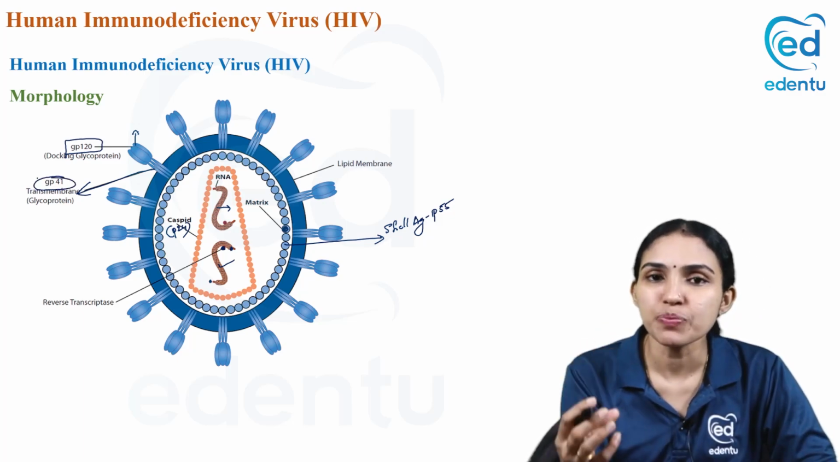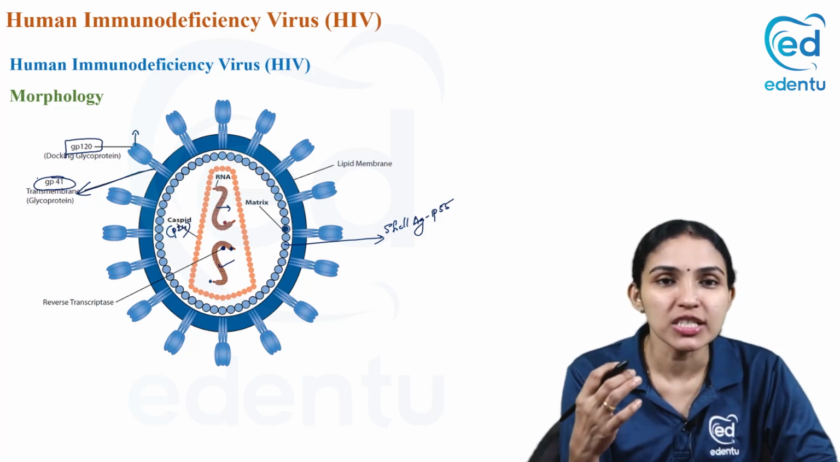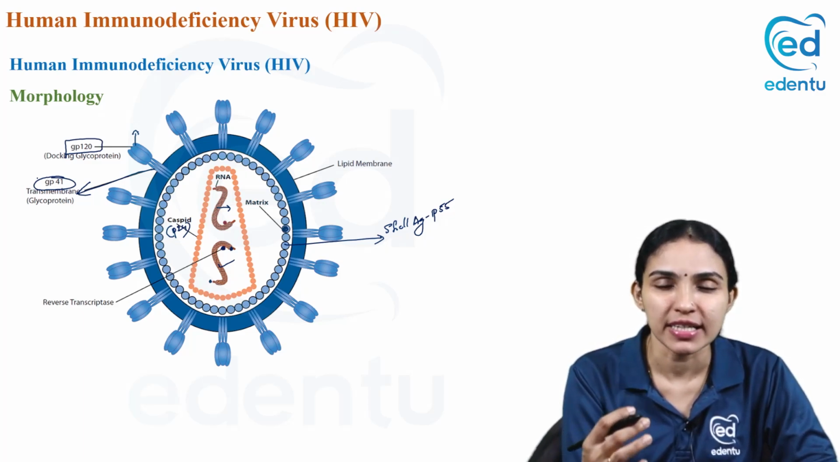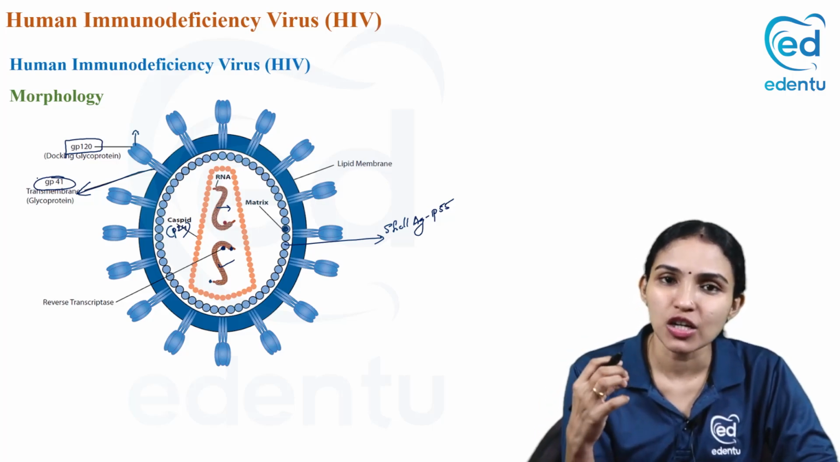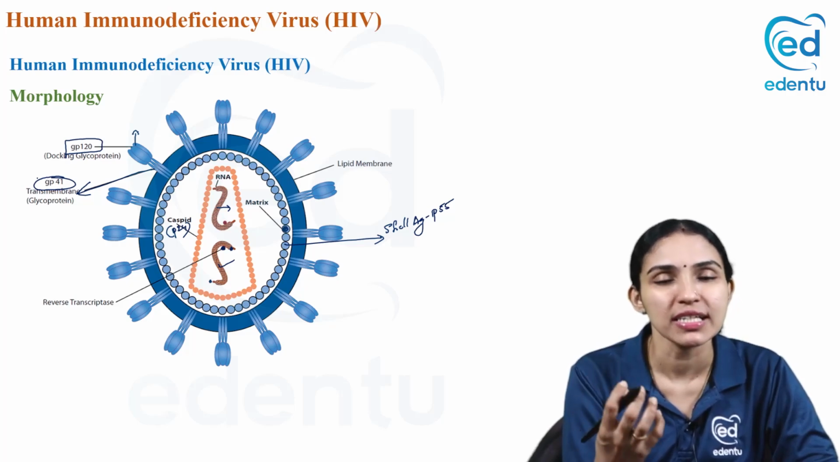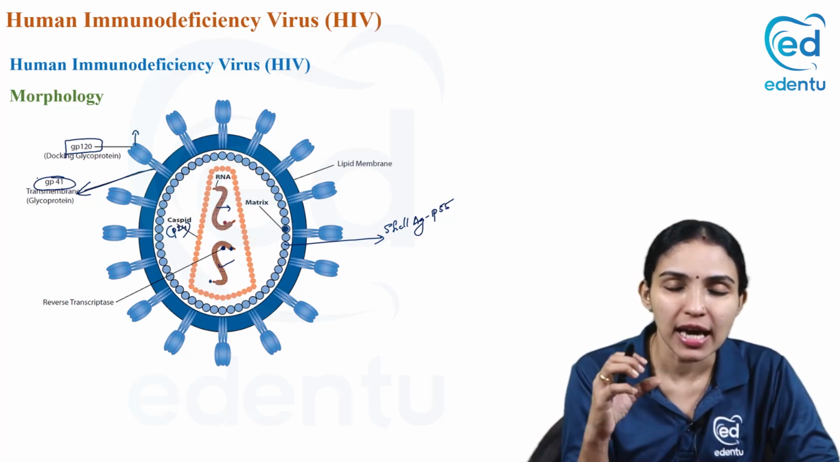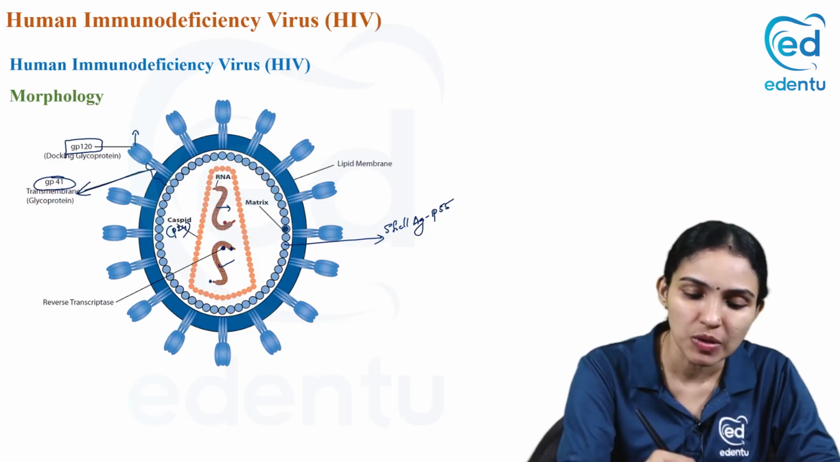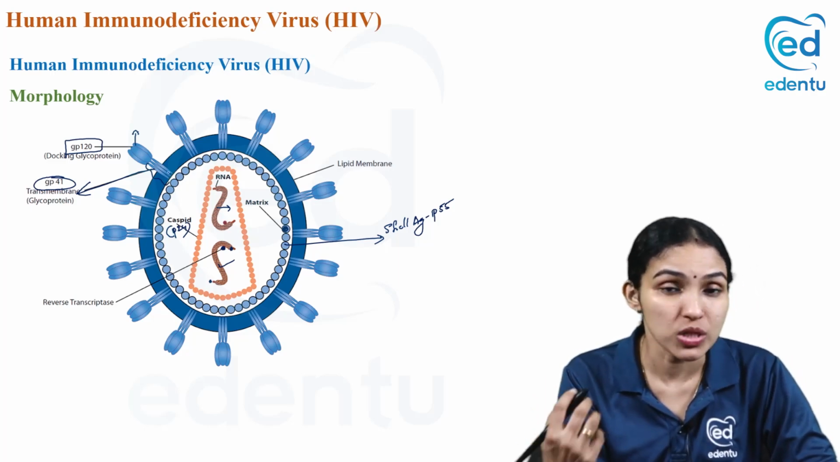So what are the outer spike proteins of HIV? It is GP120 and GP41. GP120 helps in attaching the HIV virus to the lymphocytes. This virus has affinity for the CD4 T lymphocytes. It is the GP120 that attaches to the CD4 molecule of the T cell. And GP41 is a transmembrane region. This helps in fusion of the virus to the host cells.